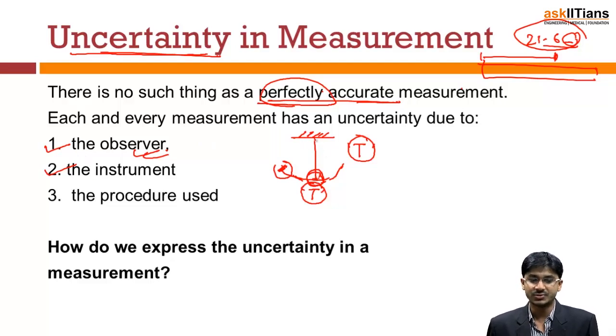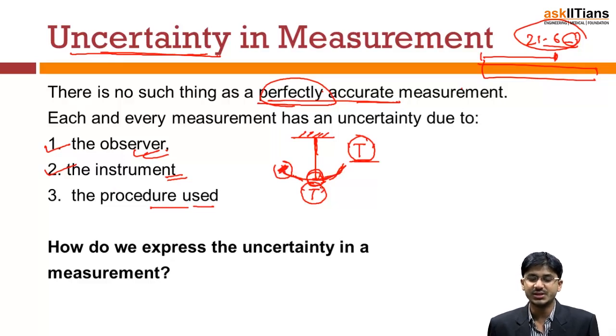Now the second is the instrument. Instrument means here you can see this pendulum. This could be due to this string. Now if this string is not uniform, what will happen? The tensions will be different, and the time period that you are calculating by the formula may change. It may vary because this is not uniform. The velocity may change in between because this is not uniform. So this kind of error can creep in due to the instrument.